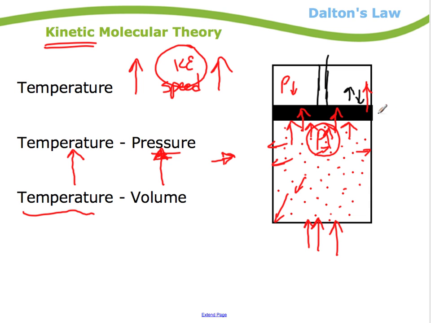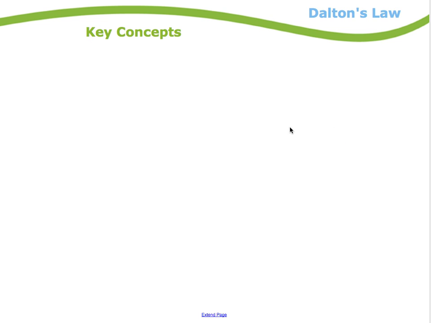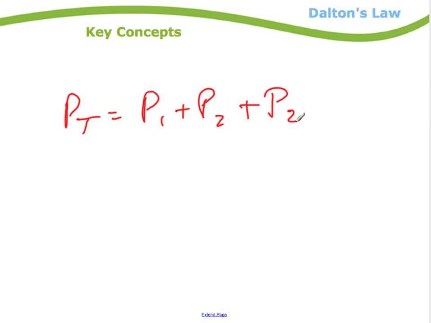Okay, so those are some examples of how we can use the kinetic molecular theory to help us explain the behavior of gases. So in this section, we've looked at Dalton's Law, which says that the total pressure of any system is equal to the sum of the pressures of all of the gases inside that system. And we also looked at the kinetic molecular theory, which talks about how molecules of gases are moving and the behaviors that might suggest.